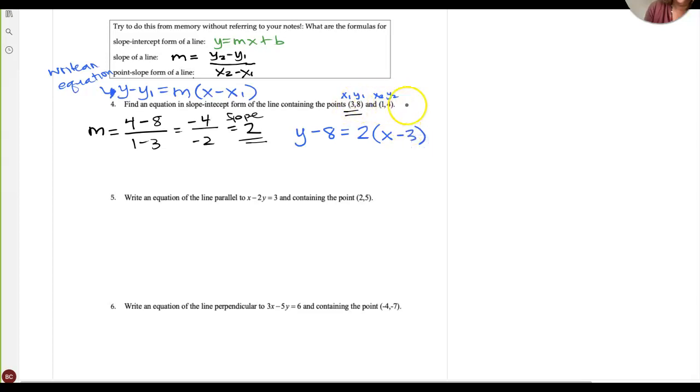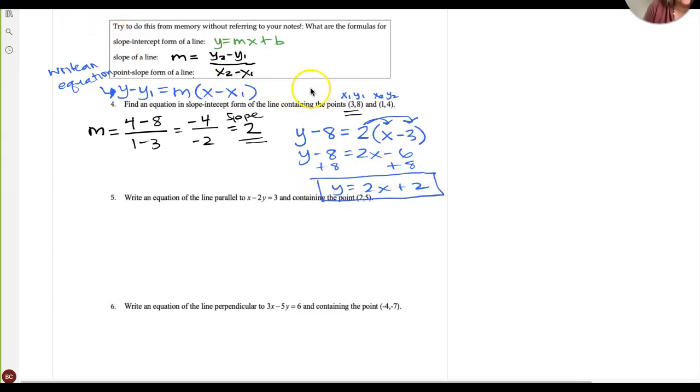Now you could have used either point, but don't accidentally use y from one and x from the other, because that's going to get you to the wrong place. But you can use either point if one looks easier than the other. Then it wants the answer in slope-intercept form, so let's simplify this. We'll distribute that 2 through. y minus 8 equals 2x minus 6. And then the last thing I need to do is add 8 over. So y equals 2x plus 2, and that would be my answer.